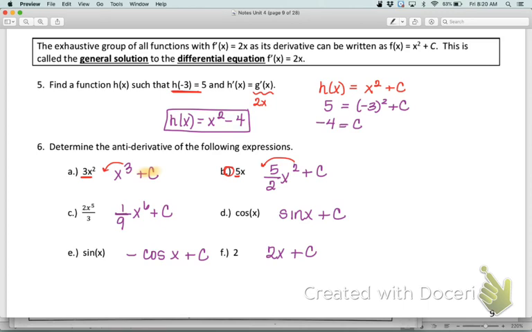Same thing here. To get to 2/3, I know that I have to start with x to the 6th. And I know that when I take the derivative, I'm going to multiply, and I'm going to have 6x to the 5th. But I need to figure out a number I can divide by that would reduce down to 2/3. So that's how I get 1/9. The antiderivative of cosine is sine of x, because the derivative of sine is cosine. And then the antiderivative of sine would have to be negative cosine of x, because the derivative of cosine is negative sine. So to make it positive, I need it to be negative. And then f, the derivative of 2x, is 2. But you need the plus c on everything.